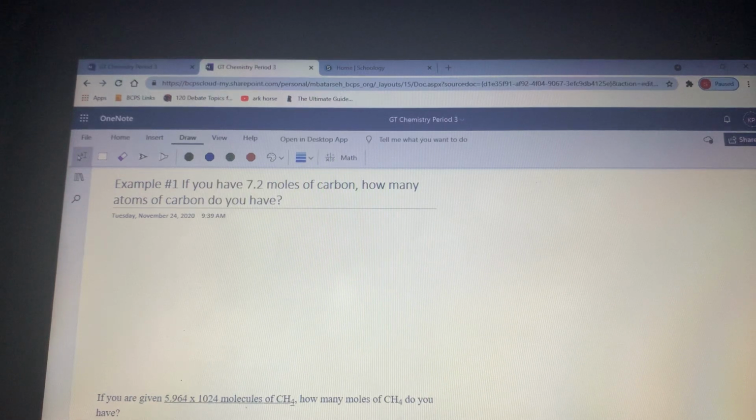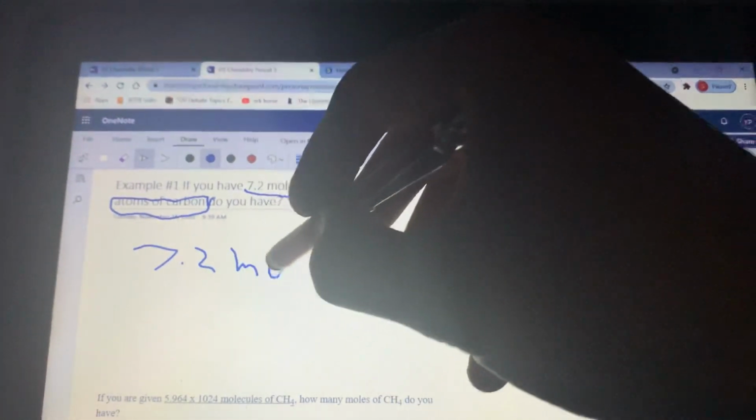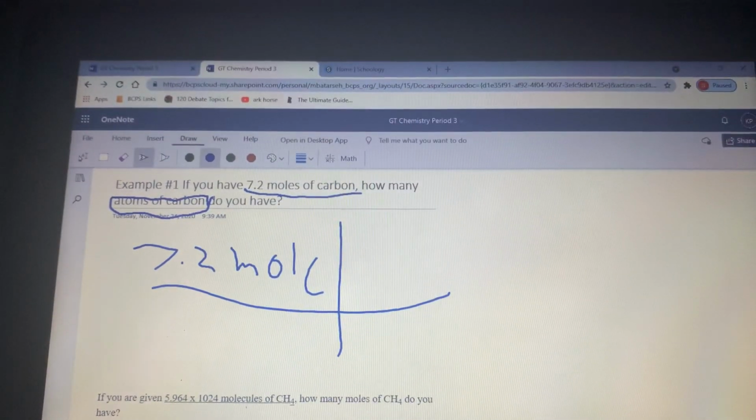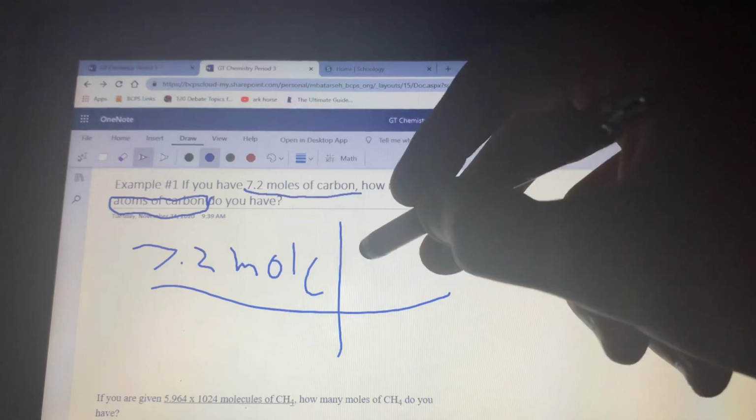Example 1. You have 7.2 moles of carbon. Let's underline what we are given: 7.2 moles of carbon. How many atoms of carbon do you have? Box what you're trying to get. So we see 7.2 moles of carbon. So that's what we have. We have to get that to atoms of carbon. Now we know a mole of carbon is just 6.02 times 10 to the 23rd atoms. So that's all we have to multiply by.